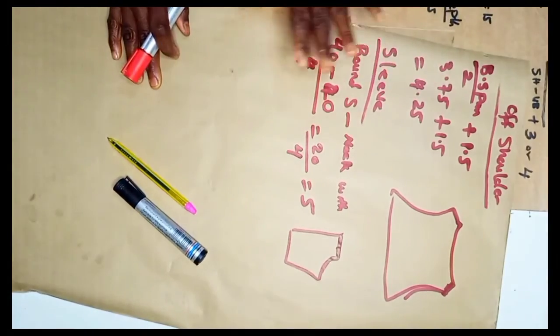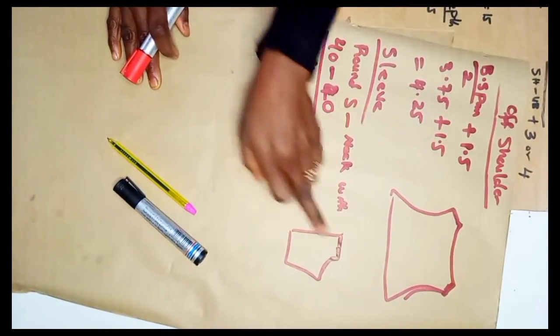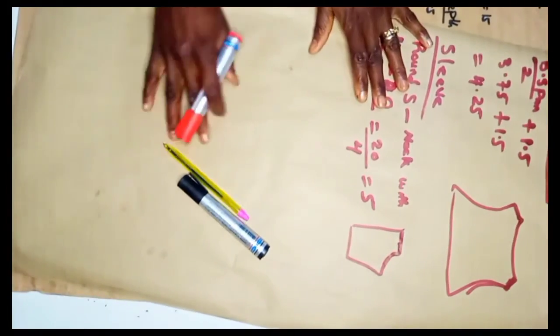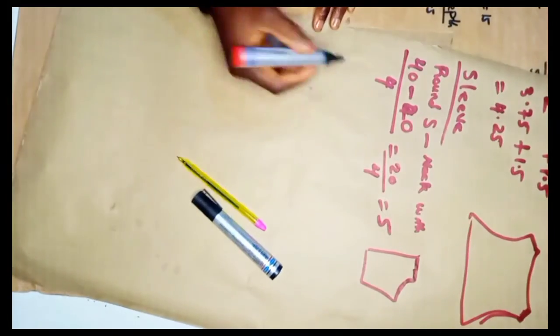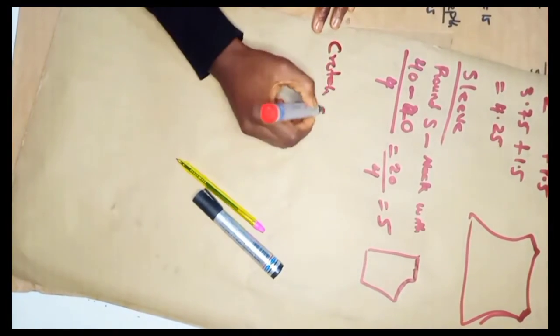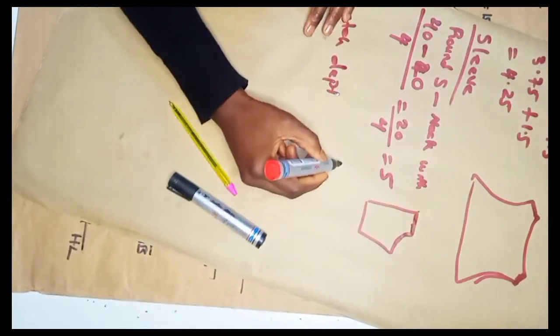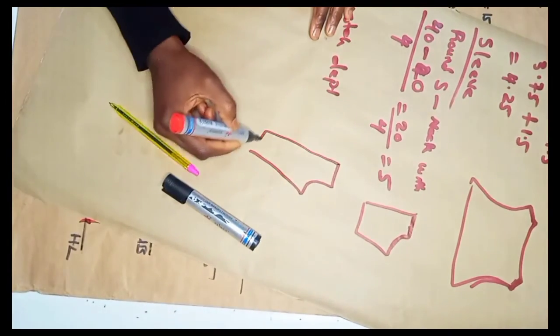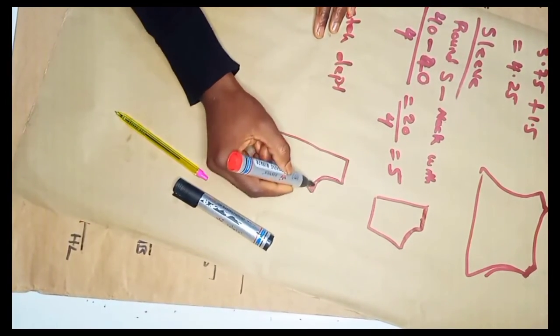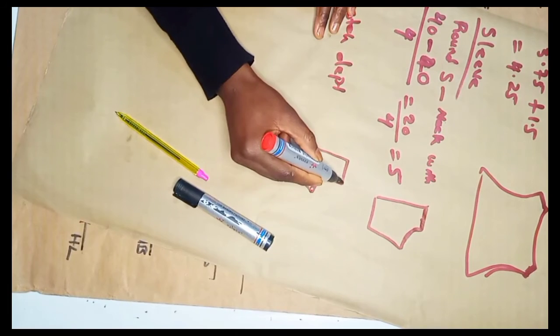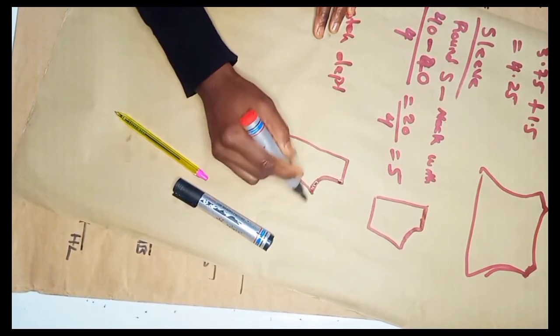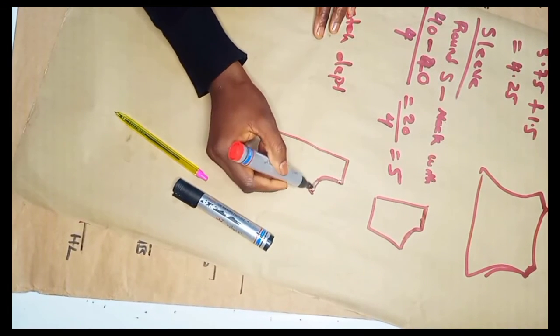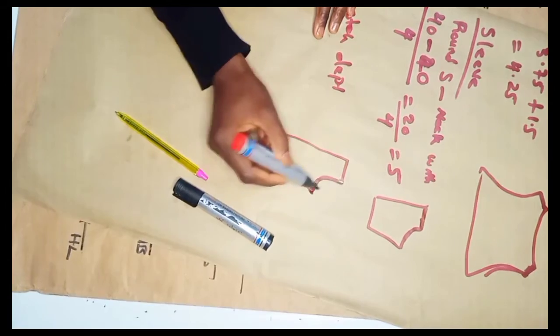Now we're going to move over to the next one, which is how to calculate the crotch for a trouser. The crotch measurement is a very important measurement needed when making a trouser. This is what a basic trouser looks like, and this part here is called the crotch. The distance from the waist to this cuff part is called the crotch depth, and it is important to get it right when making a trouser.